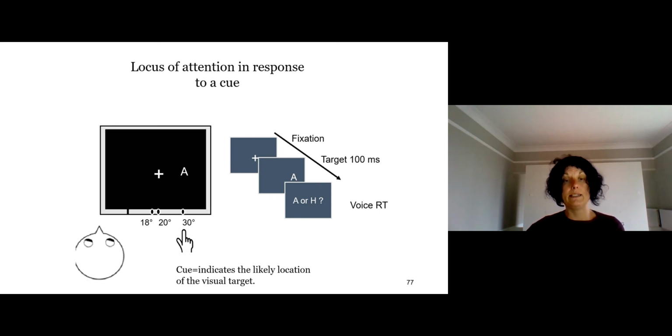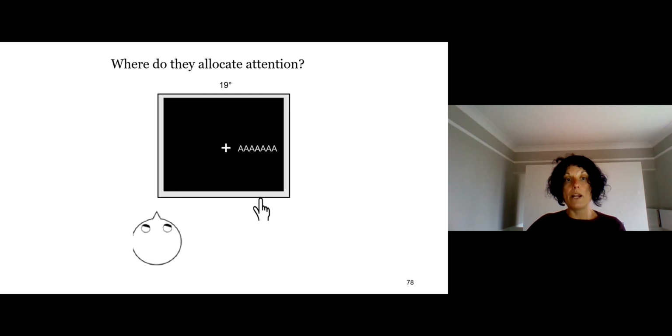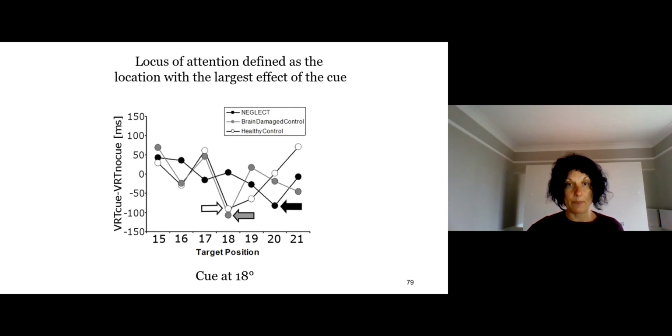They had to tell whether they saw the letter A or the letter H, and we recorded accuracy, which in this experiment is normally very high. The patients were no exception. We also recorded the reaction time for making this judgment. So where do they allocate attention? We presented the letter A at various locations around the location of the cue, around the location of the hand. And here is an illustration of the hypothesis.